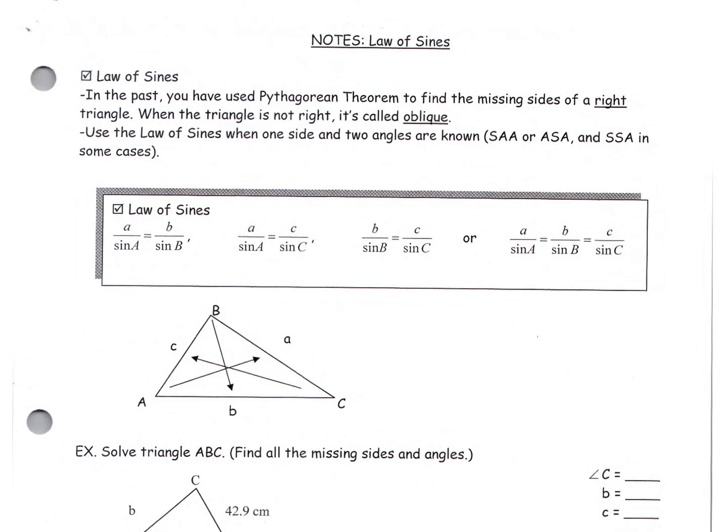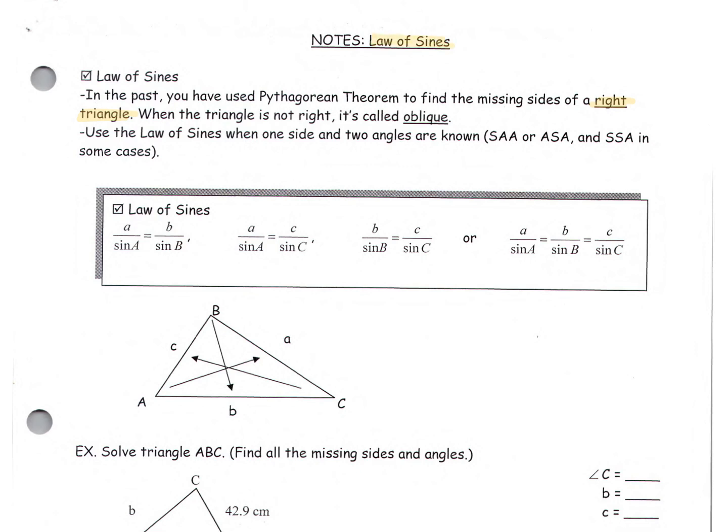Geometry, let's take a look at the law of sines. As far as we've been working with triangles in class, we've been working with right triangles, doing right triangle trig and using the Pythagorean theorem. However, now we're going to use triangles that are not right triangles, and we're going to find missing sides and angles. And one of the ways we can do this is something called the law of sines.